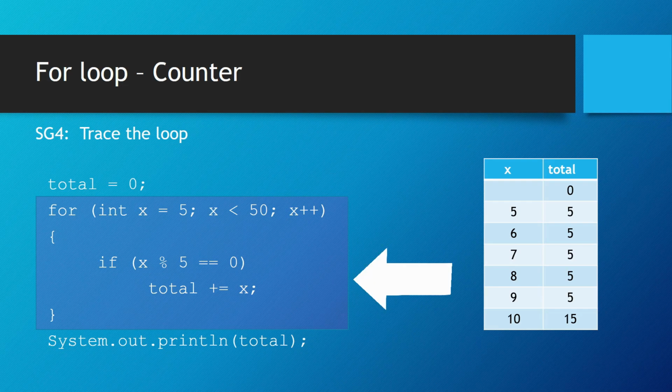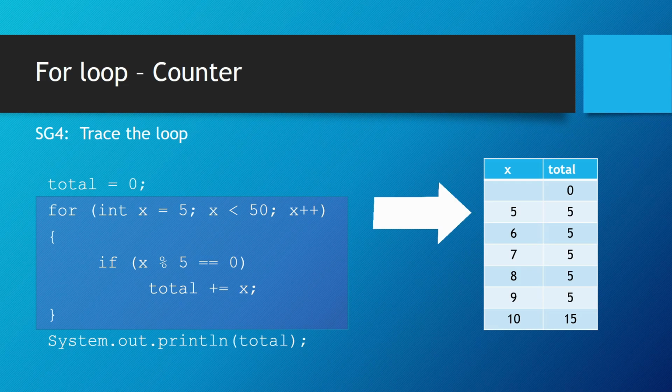Inside the loop, we see that when x is evenly divisible by 5, we add the value of x to total. 5 is evenly divisible by 5, so we add 5 to total. 5 plus 0 is 5, so total becomes 5. As x becomes 6, then 7, then 8, and then 9, it is not divisible by 5, so total does not change. 10 is divisible by 5, so we add the value 10 to total, making total 15.